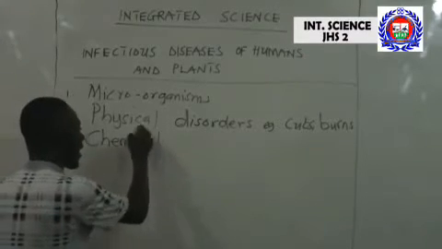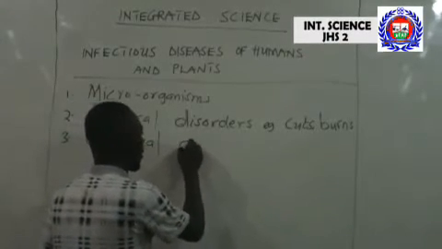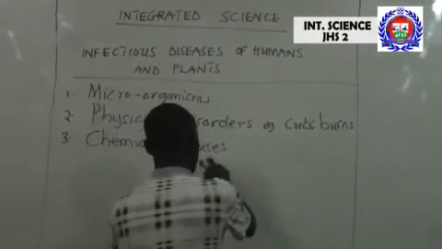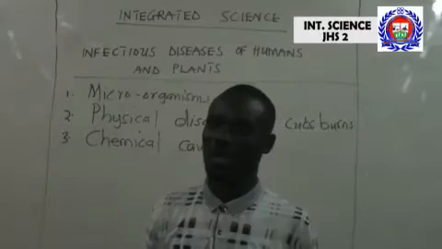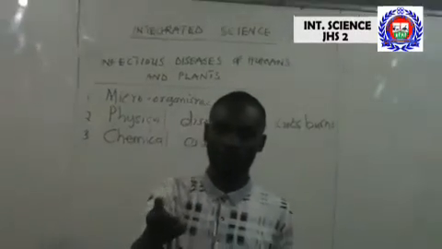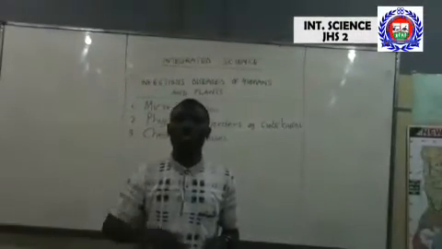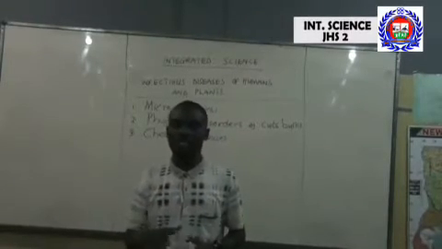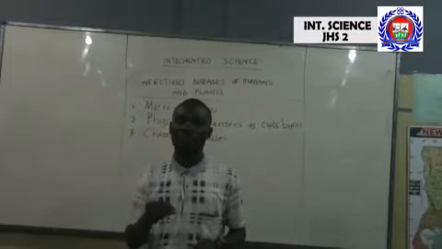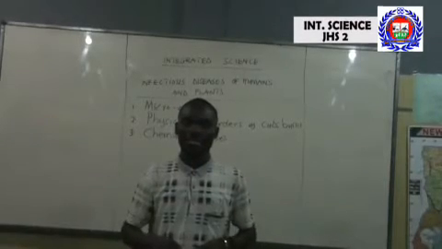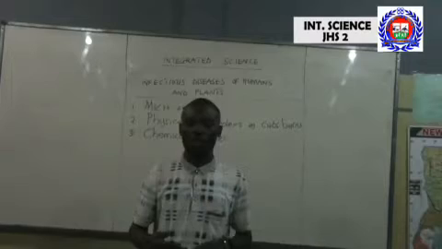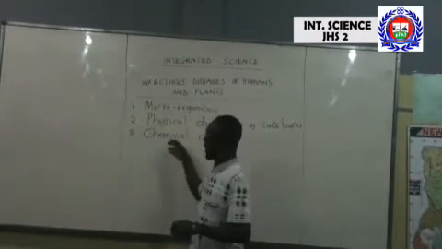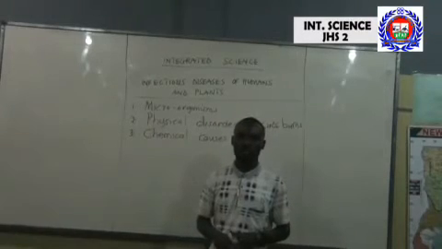Then the other cause, we have chemical reaction. In as much as we are getting physical disorders, we can also get chemical causes. Chemical causes like food poisoning, smoking. When somebody smokes for a very long time, the person becomes infected by what? A disease. Drinking a lot is also an example of a chemical cause.